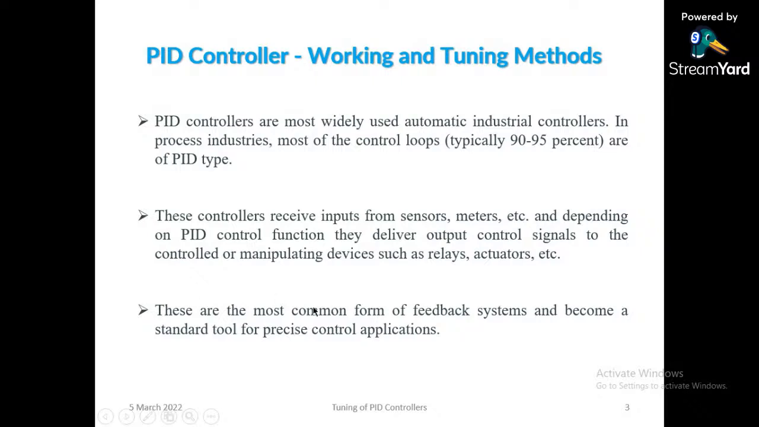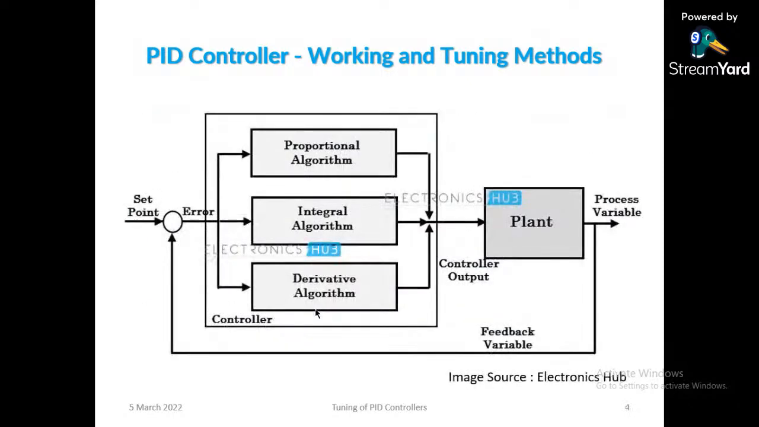Now these are the most common form of a feedback system and have become a standard tool for precise control applications. Now you can see the plant which needs to be controlled. Plant is the part of a system which needs to be controlled. It may be your DC motor, AC motor, fan, anything. This plant I need to control, and you can observe that I have connected a controller in cascade with this existing plant.